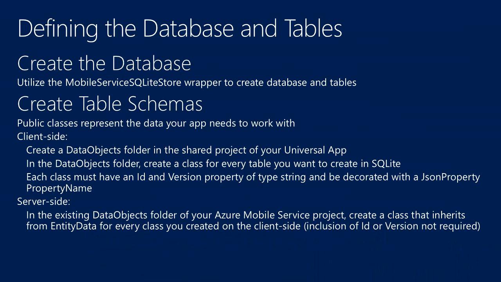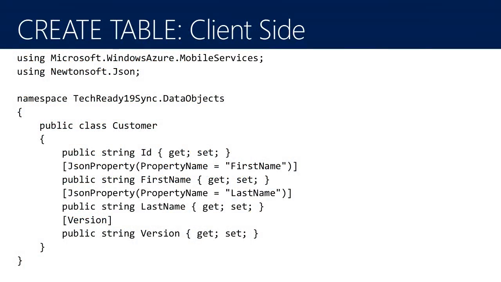The server side also has a data objects folder. In this case, all the objects are going to inherit from entity data, and it won't use the ID or version explicitly. It's going to look a lot like stuff you may have done before if you've used the Entity Framework. Here's an example. I'm going to show you the code, but I wanted to give you a few slides so you could quickly reference this in the future if you need to. This is what a typical table is going to look like.